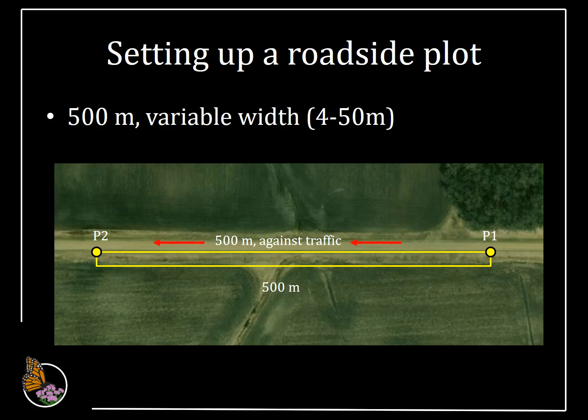From your starting point, you will walk down the road in the direction of oncoming traffic for 500 meters. You may use a transect tape, pacing, or a smartphone tracking app to measure the distance.